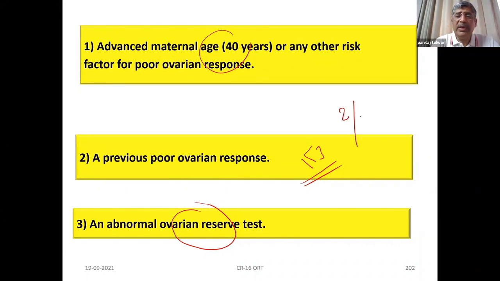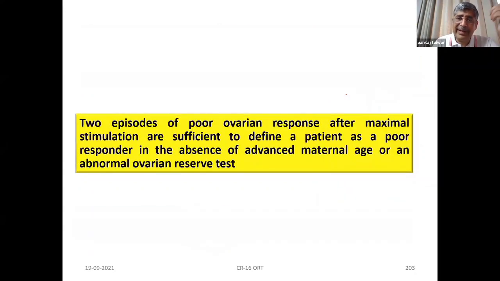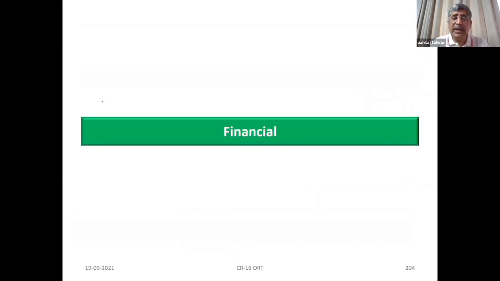So 2 out of these 3 criteria will tell us that the woman is a candidate for a poor ovarian response. Either advanced age, or any of the values being low, like AFC or AMH, or a previous history of poor ovarian response will tell us that the woman will again not behave properly. If we get 2 episodes, we can tell the woman that she'll be a poor responder again. After one poor response, we can give her a chance, but after two poor responses, we can be sure that she would be having problems. Now, as I come to the end, an important point is the finances.